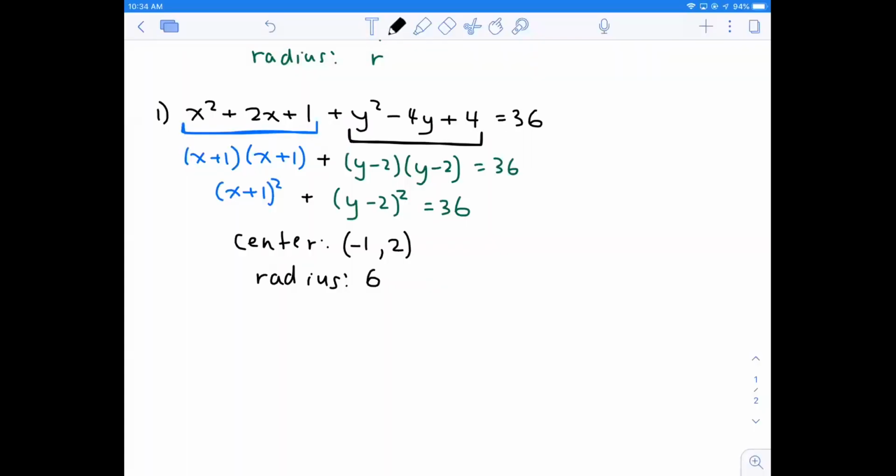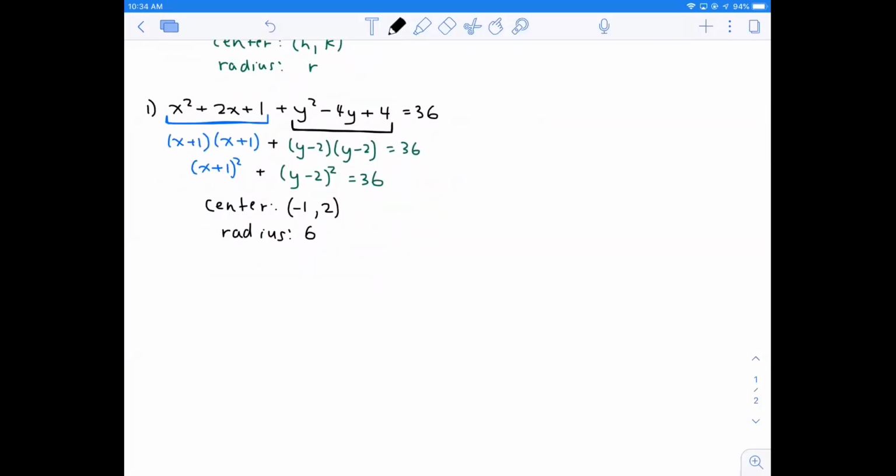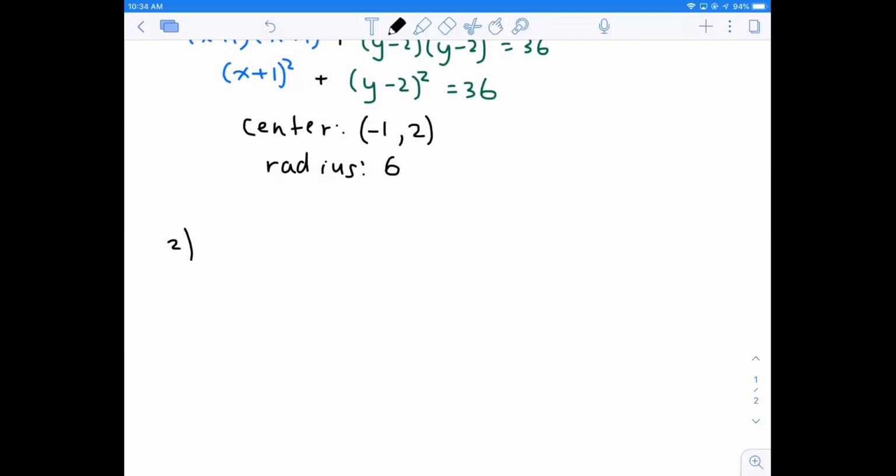So that is that. And let's take a look at example number 2 here. All right, so example number 2, I'm going to make this one x squared minus 6x plus y squared plus 8y equals negative 9.